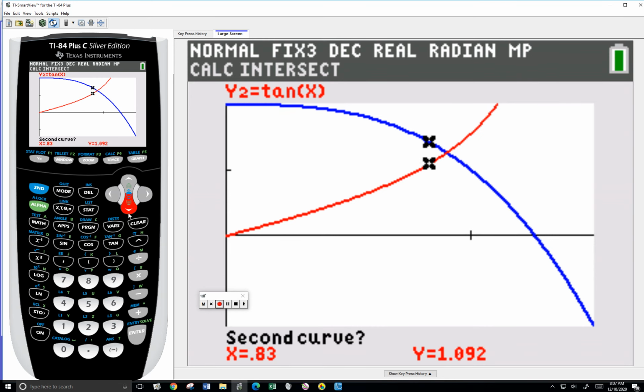But the second curve is the red one. I want that, so I say yes. Guess means put the cursor near the intersection. So I say guess there. And then I just verify that I see the word intersection.